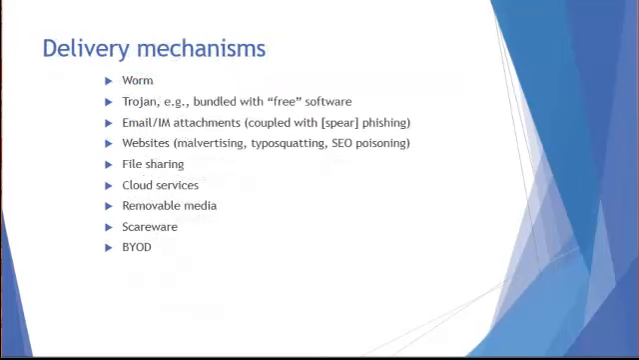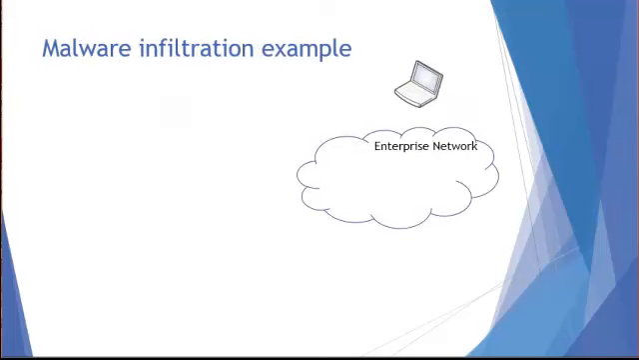Delivery mechanisms: the old worm, really the first form, still in prevalent use. Trojans, as I mentioned, and email attachments, so people clicking emails and unwittingly installing malware. Websites, just clicking on links there, also installing malicious software. File sharing services, cloud services, removable media, scareware, bring your own device. It's a variety of ways that malware can be delivered to end user devices, so caution is certainly warranted there. Let's take a look at how malware might infiltrate a device.